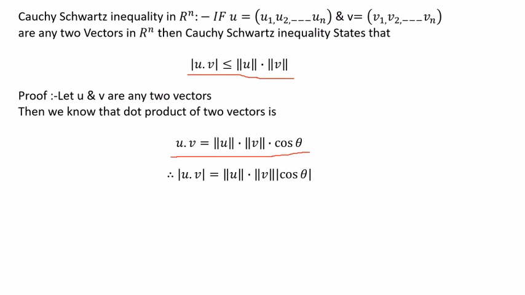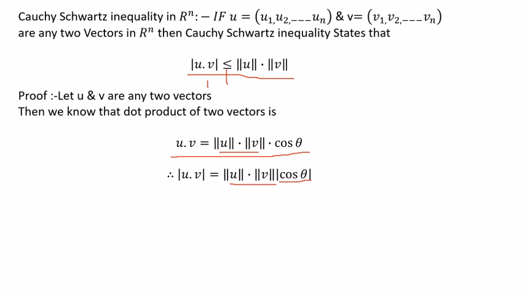Now if you observe here, on the left hand side we are taking modulus, but on the right hand side I have written norm u into norm v as it is. I have written it as it is because norm u and norm v are positive, so their modulus is also positive, so no need to write modulus here. For cos theta we are writing modulus, so modulus of cos theta.